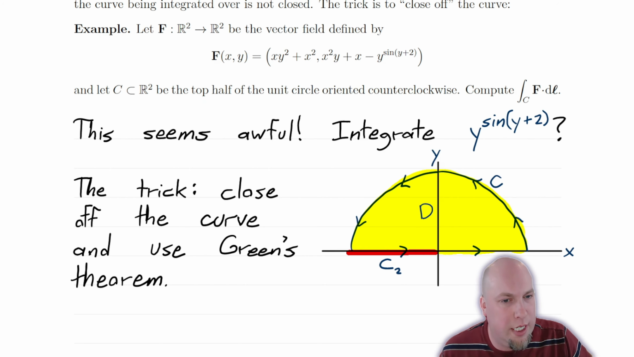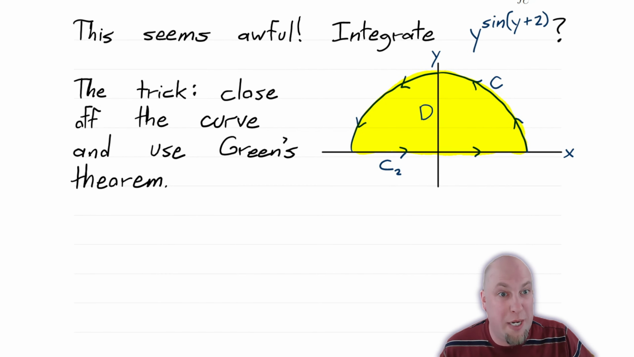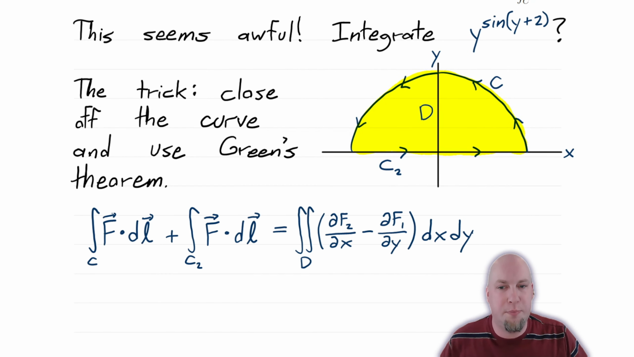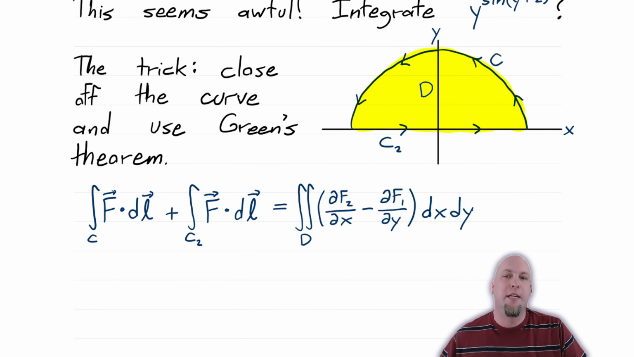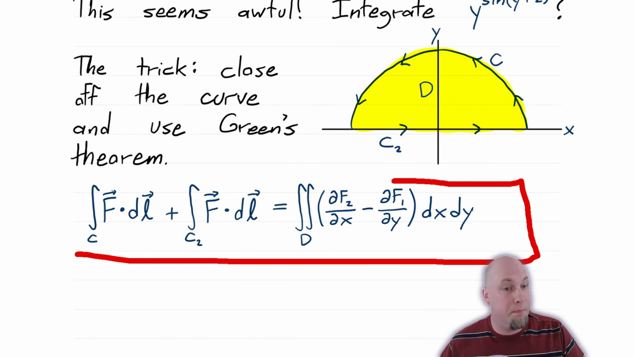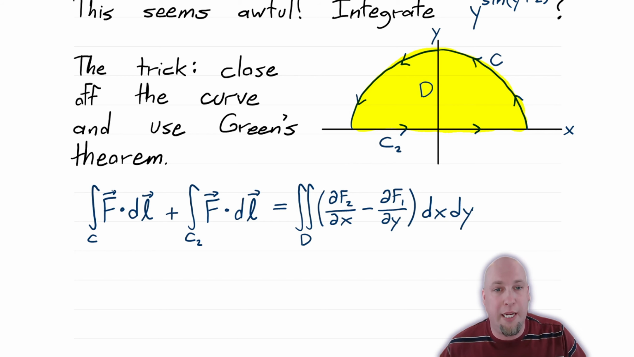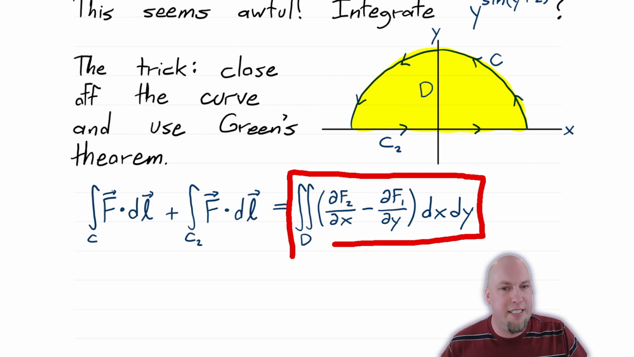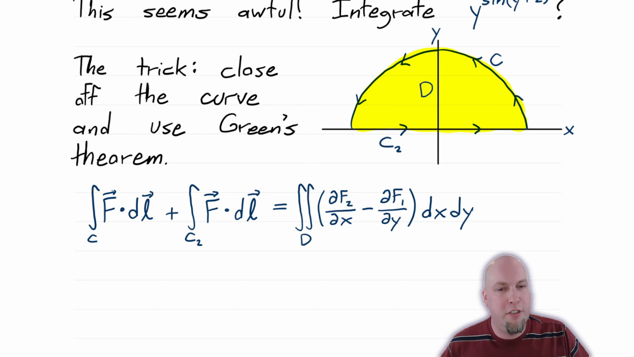Maybe this vector line integral just along the x-axis is easier to compute. I can just subtract that off to correct for its presence. In other words, this right here is a proper application of Green's theorem. If I integrate along the curve C that was given to me, this top half of the unit circle, and also integrate along this bottom curve that I introduced to make it closed, then I'm going to get this double integral over the region on the inside.